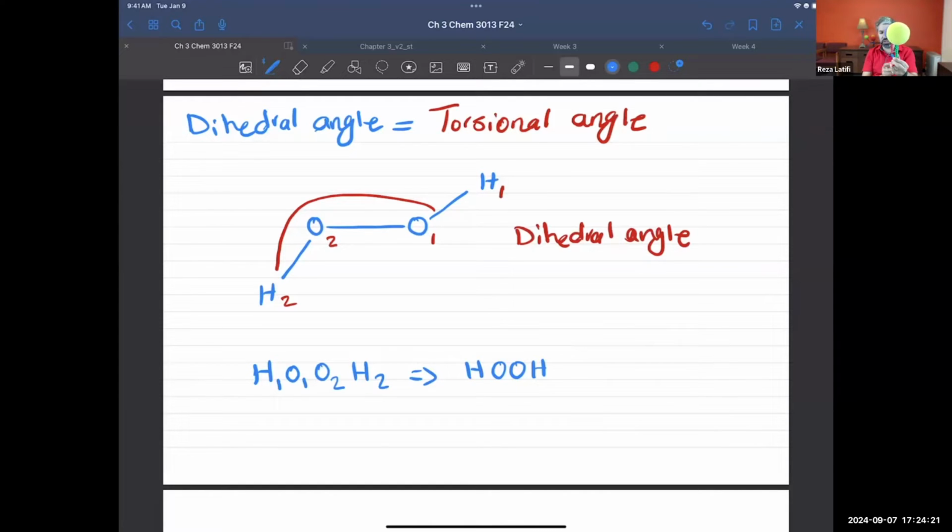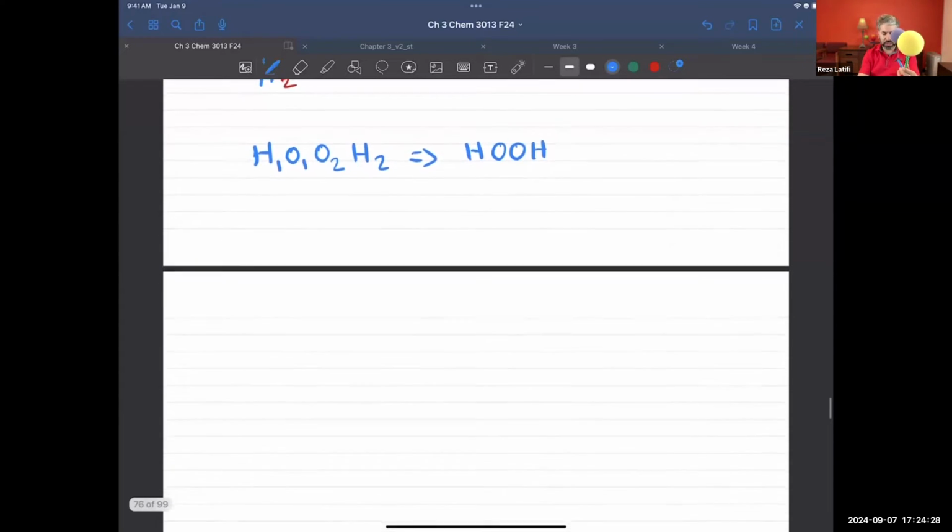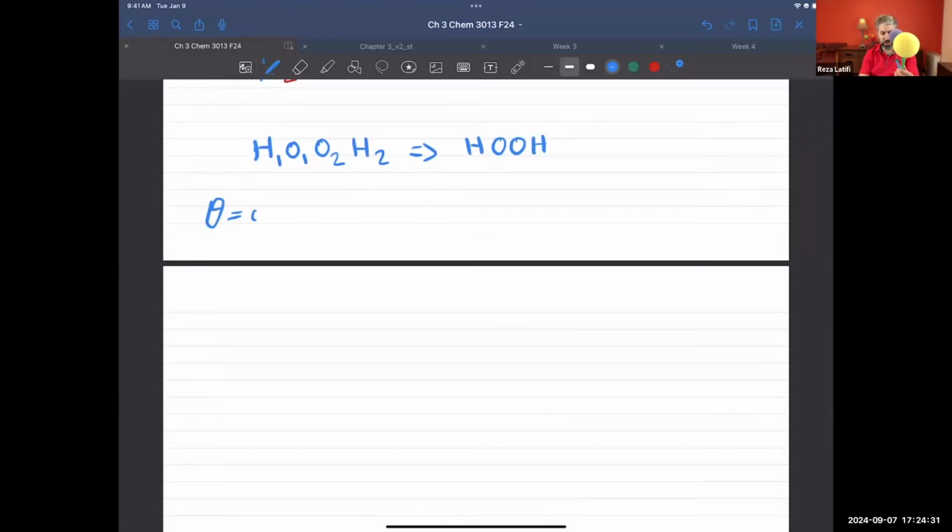In that case, we say the dihedral angle, let me write it, will be 0. So the dihedral angle can be 0. Next, let's turn it this way. Now, if you're looking from this direction, from the yellow toward the blue one, you see these two have a 90-degree angle. Their angle will be 90 degrees. So I can have theta around 90 degrees.